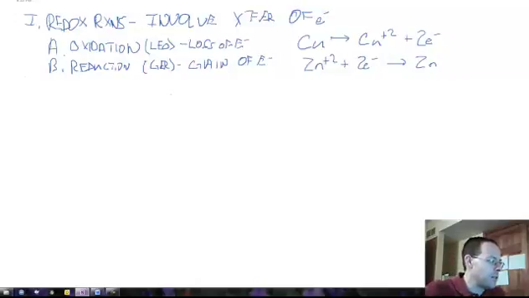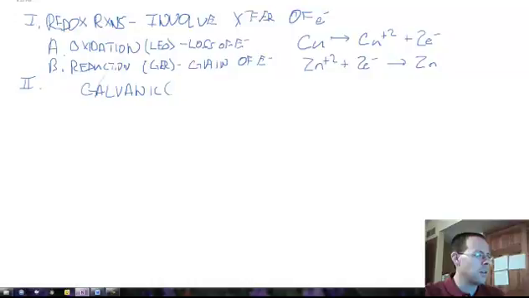The next part is really the meat of electrochemistry, and if you can understand this, you're pretty much good for electrochemistry. It is what's known as a galvanic, or a voltaic cell. This is pretty much a battery. Essentially, galvanic or voltaic cells always generate electricity.